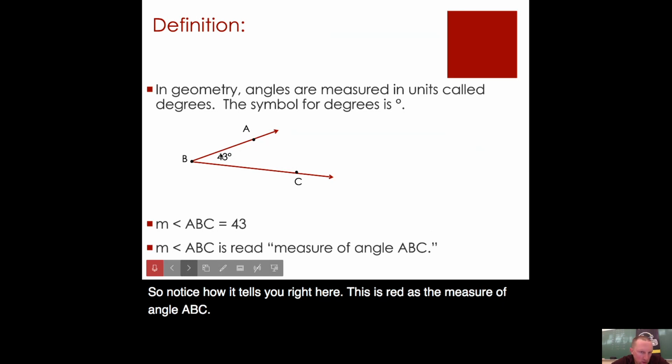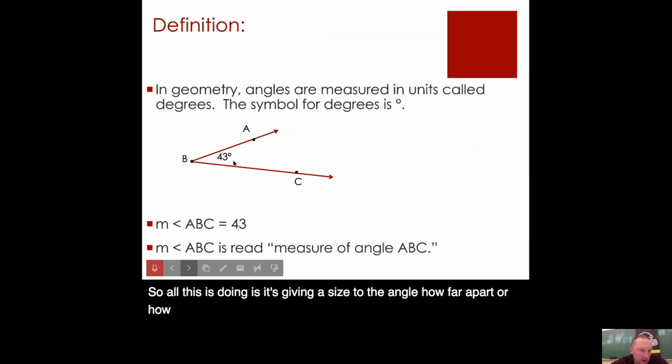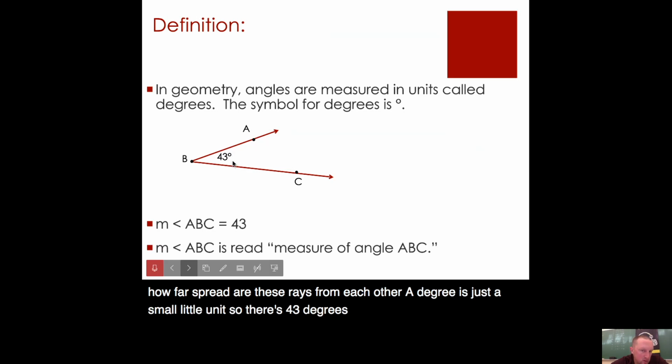So all this is doing is giving a size to the angle. How far apart or how far spread are these rays from each other? A degree is just a small little unit. So there's 43 degrees of spread between the rays.